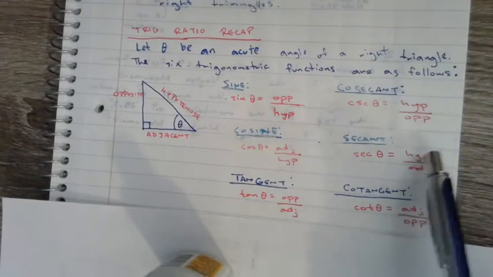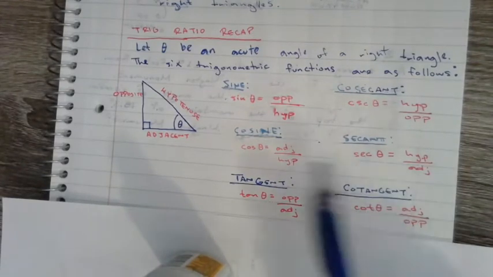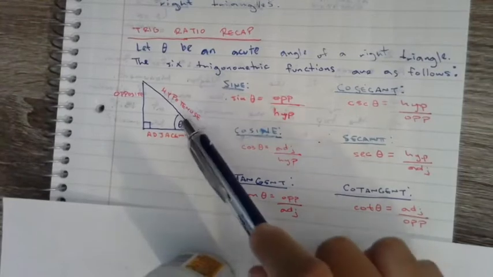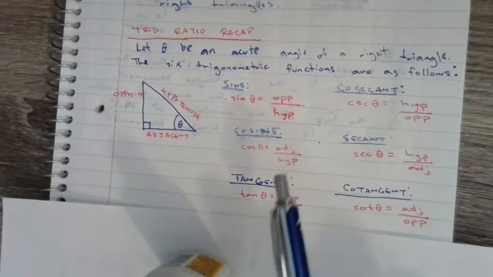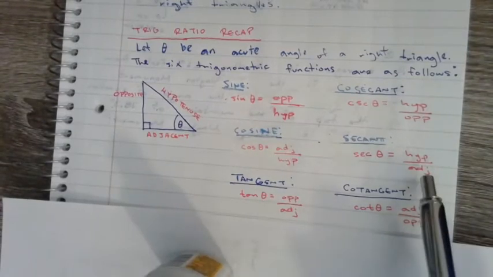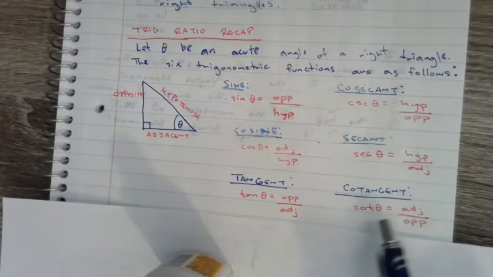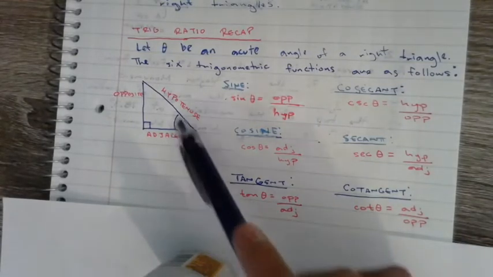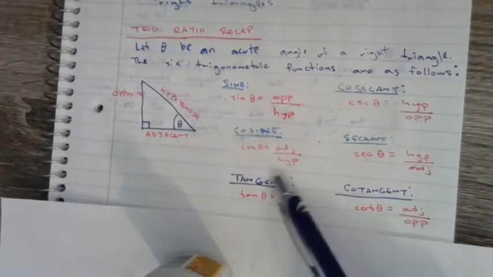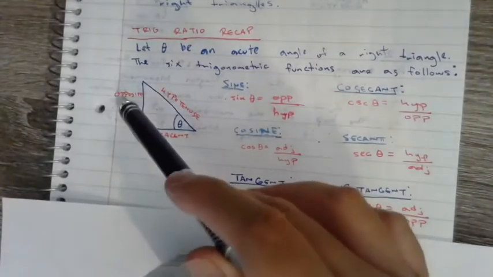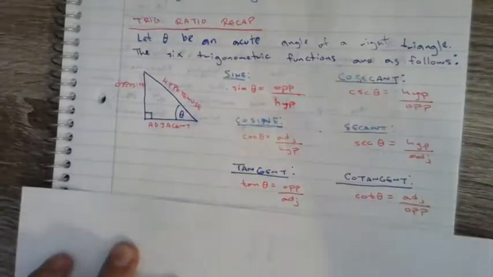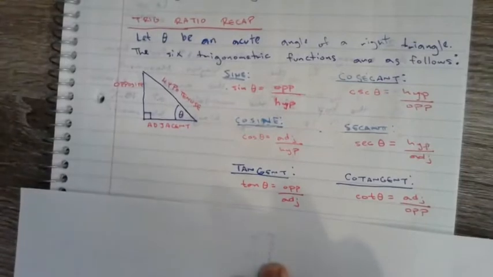Now let's take a look at secant. Secant of theta equals hypotenuse over adjacent. That one is the opposite of cosine. Since cosine was adjacent over hypotenuse, secant will be hypotenuse over adjacent. And last but not least, we have cotangent. Cotangent of theta is adjacent over opposite, so the opposite of tangent. Tangent of theta is opposite over adjacent, and cotangent is adjacent over opposite. So keep that in mind. Those are the reciprocals that you will be learning.